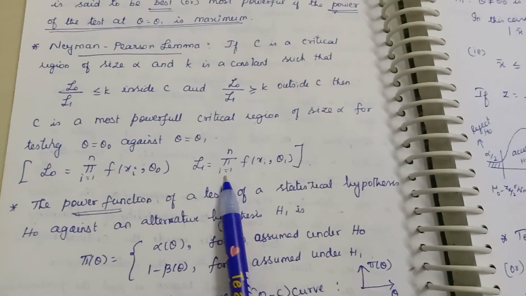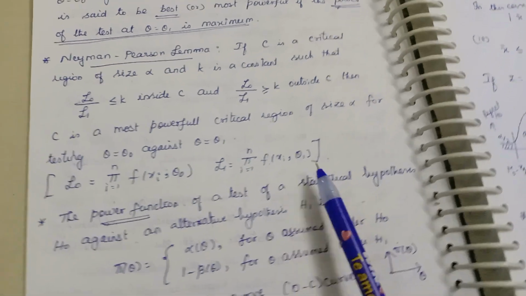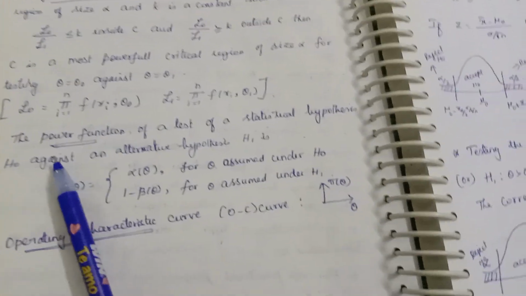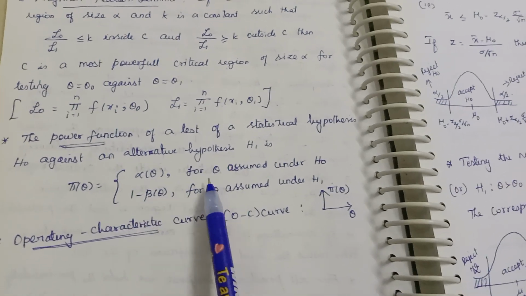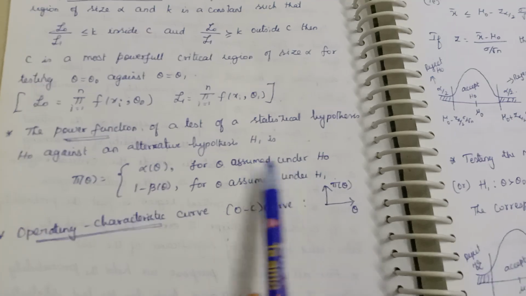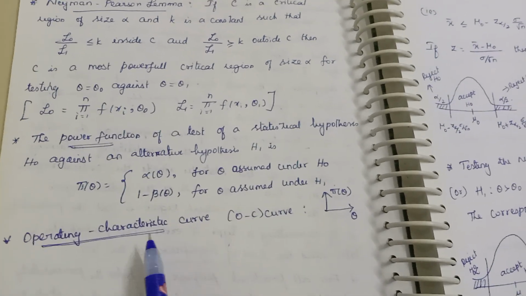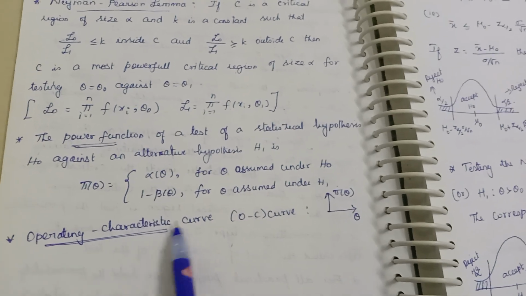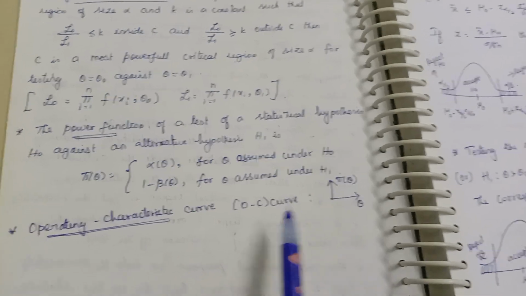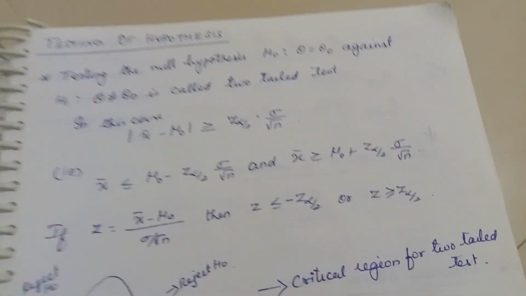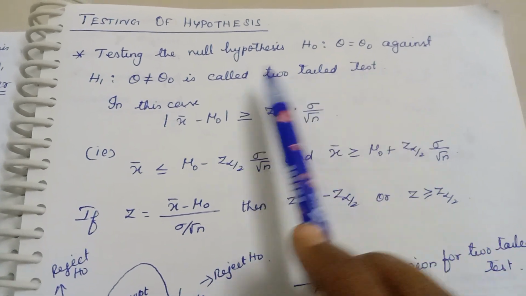Okay, and L1 is equal to the product of f of xi comma theta 1. Now the power function pi of theta is defined to be alpha of theta when theta is assumed under H naught, and it is equal to 1 minus beta of theta for theta assumed under H1, and the operating characteristic curve, OC curve, is given by plotting the values of theta and pi of theta.